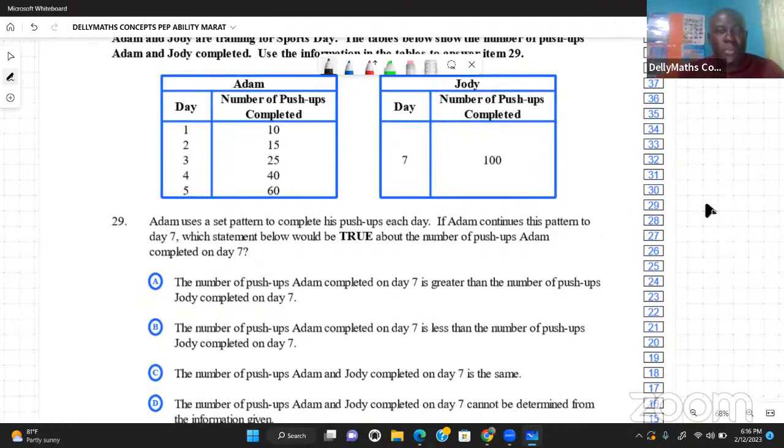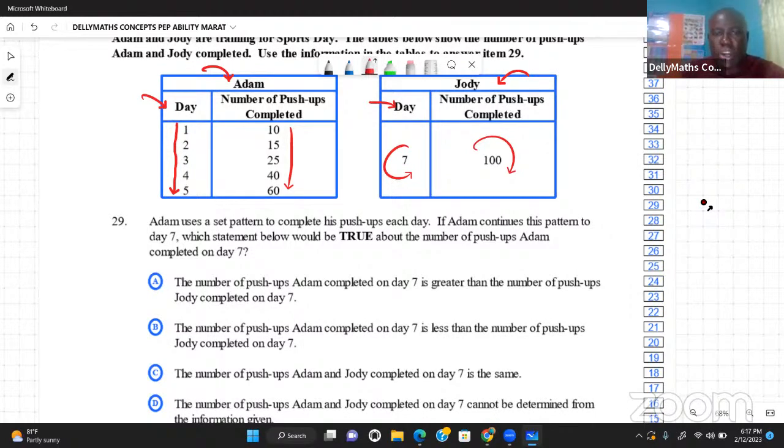So let's look at the table. We're seeing over this side Adam's set of push-ups. We're seeing Jody's set of push-ups, and they're showing the days. And here is day. So for Jody, we're only looking at day 7, 100, right? Adam, they gave a number of days. Obviously, there's a sequence going on there in terms of the push-ups. So you're going to have to look at it, look at what you notice, and then see if you could predict what's going on. Let's read the question.